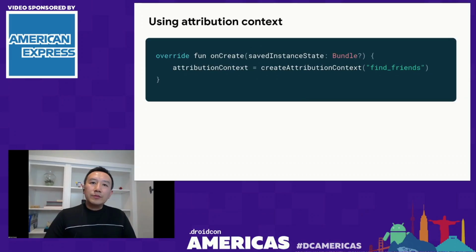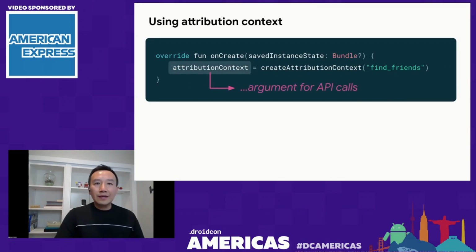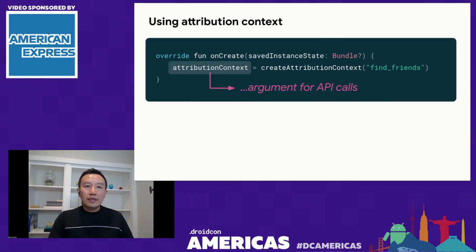Now, to attribute features in your code, create an attribution context and give it a meaningful name that corresponds to your feature. For example, find friends in the example that we just saw. Then after that, you'll get back a reference to a context. And then you can pretty much pass this context to any APIs that requires a context object.